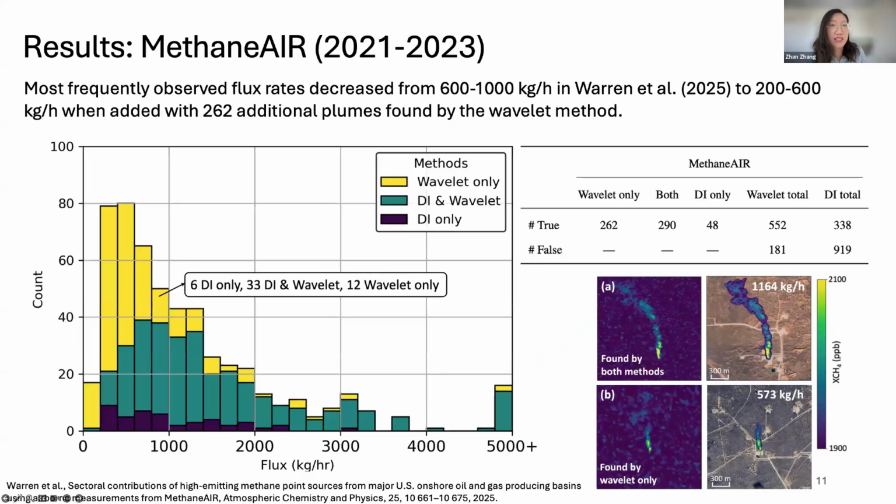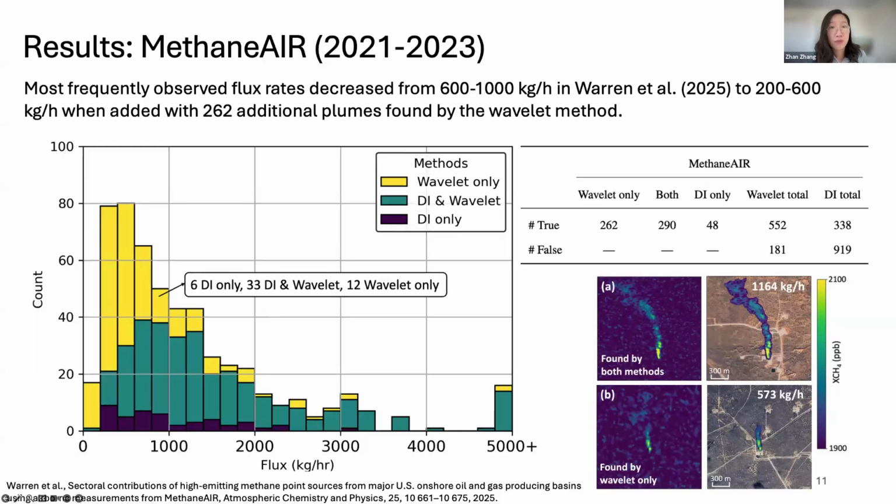Okay, so now is the results part. First, we apply the wavelet method to MethaneAIR data from 2021 to 2023, and we compare our results with those from the DI detection method. And those results were already published in Warren et al. in 2025. A quick note here is that because we used the same quantification method in two studies, we can therefore directly compare the results in terms of flux.